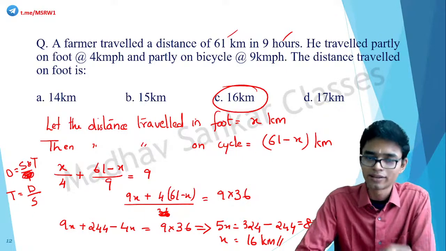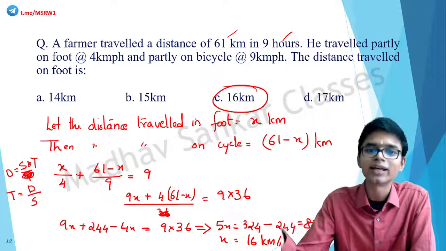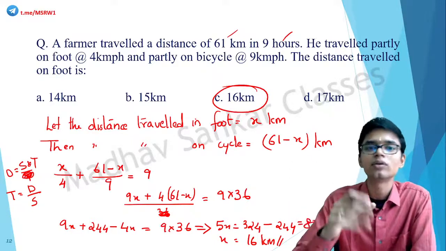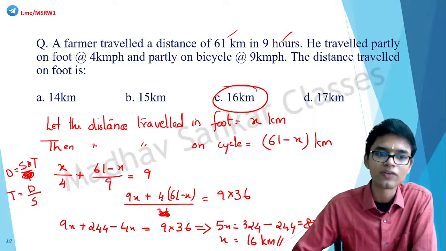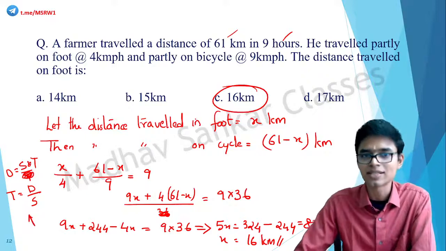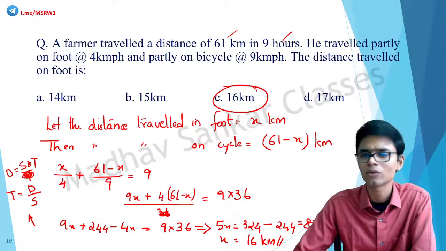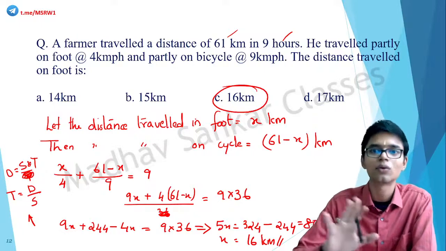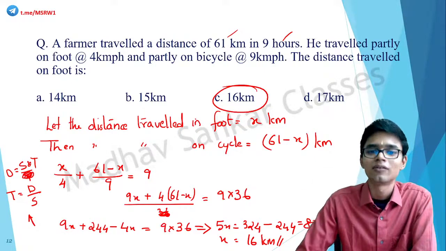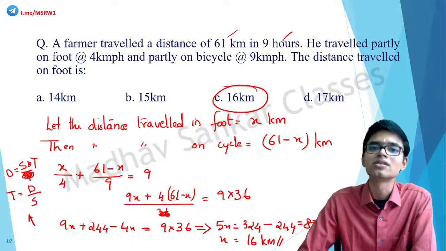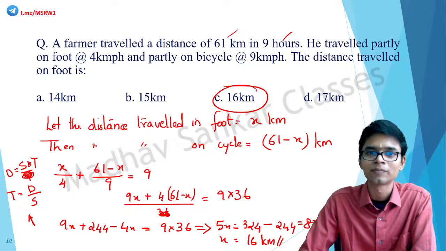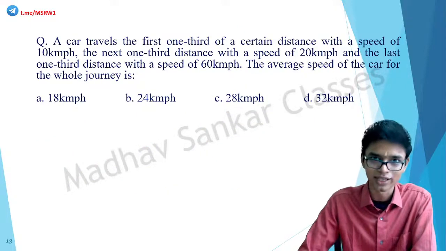Understood? Again, I am repeating the same thing again and again. Convert everything into a fashion that will fit into this formula. Distance is equal to speed into time, or time is equal to distance by speed, or whatever. One of those three types. Once you get that, all you have to do is solve for the missing variable. Clear? So this was the 9th question, and this is our final question for the day.